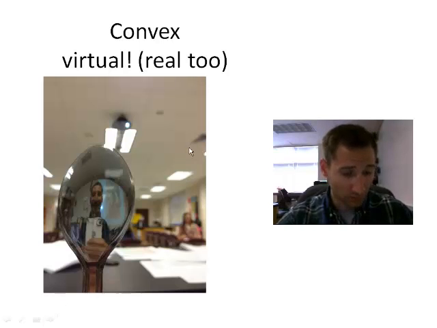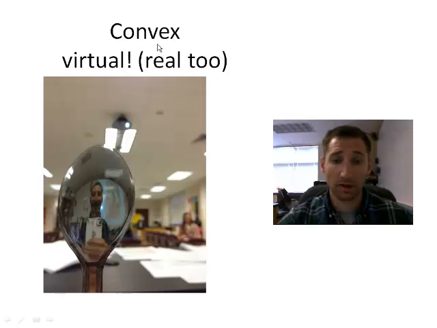Next question was, which mirror shows a virtual image? That would be the convex. I don't know why it says real too right here. No, convex mirrors show virtual images. As you can see, I'm upright in the photograph and I could not project that out into the world.